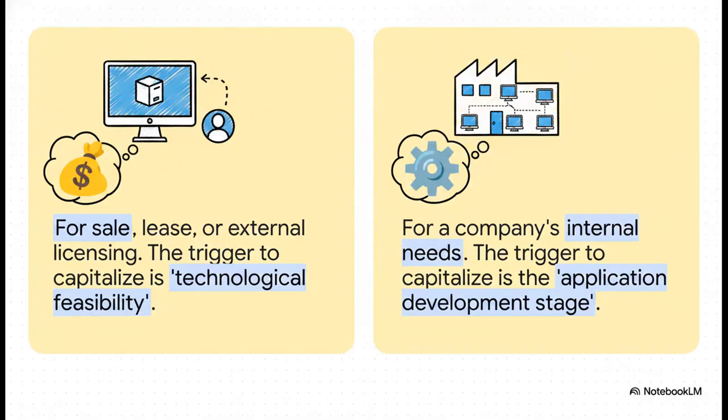And this right here, this is one of the most important distinctions you need to master. For software you plan on selling to customers, the magic words are technological feasibility. But for software you're just building for your own company to use, the trigger is the application development stage. You have got to know these two separate triggers. Getting them mixed up is just giving away easy points.